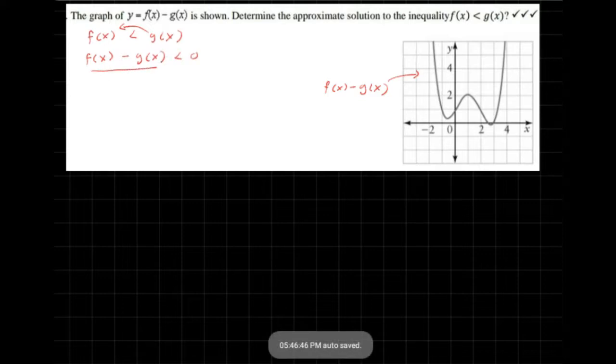So this is basically our combined function, f of x minus g of x. In order to solve our inequality, we just want to figure out which values of x would make this less than 0, right?